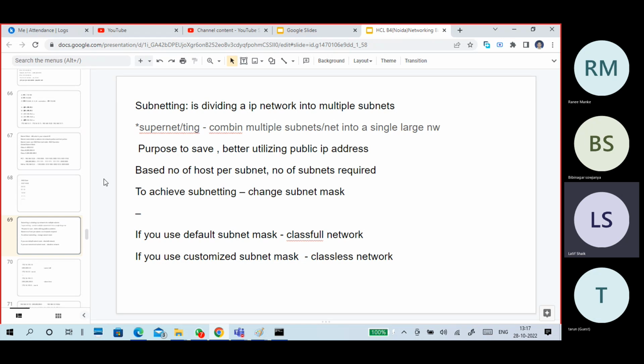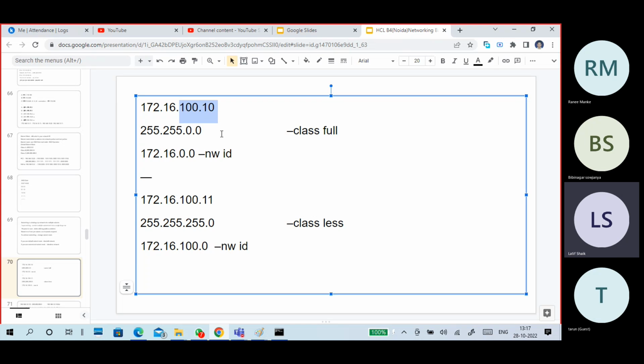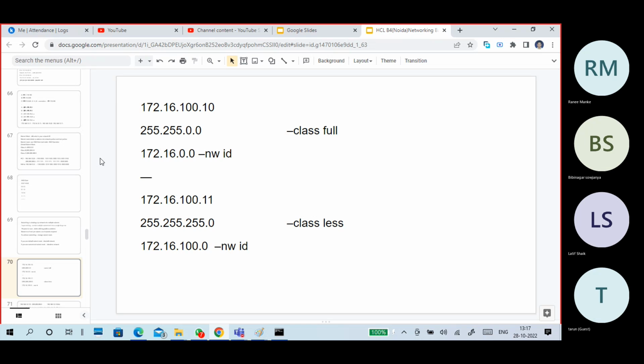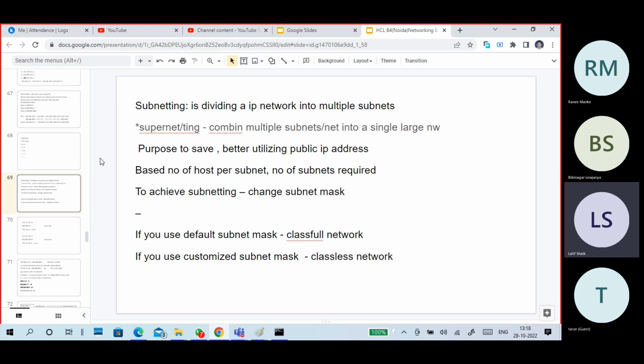Based on the number of hosts per subnet or the number of subnets required, we can do it. We do subnetting by changing the subnet mask. You can see, I change the subnet mask, the network ID changes, and the number of hosts per network also changes. See this, this is the host portion: 65,534 IP addresses we can connect in this network. Now in this network only 254. See, the network ID changes and the number of devices per network also changes. Okay, this is the subnetting concept.